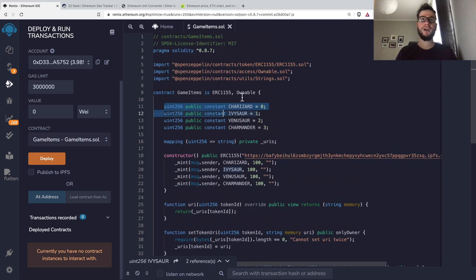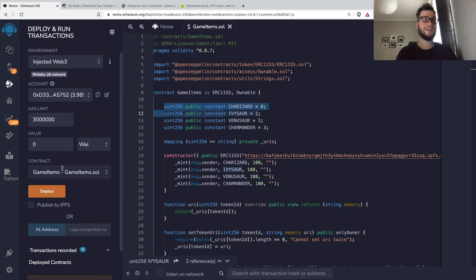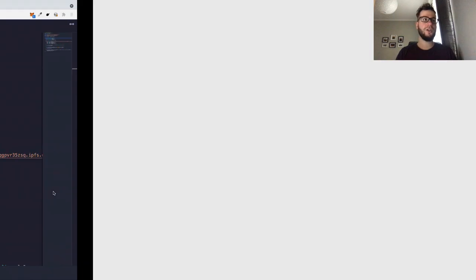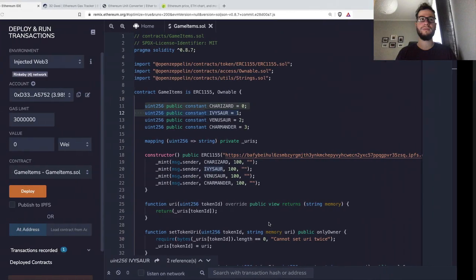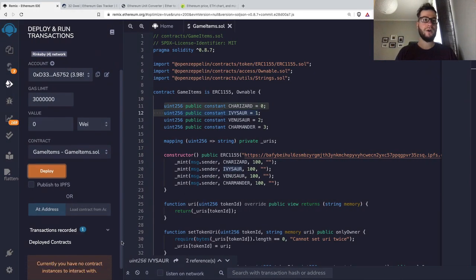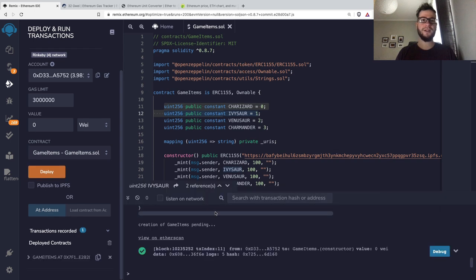So here I have a customized simple ERC-1155 smart contract that you could see in some of my previous videos. And right now I will deploy this smart contract to the Rinkeby test network. If I click deploy here, we will see MetaMask in a weird screen mode, but this is regular MetaMask. And right now I just deployed the smart contract. So let's wait a second until it shows up on Etherscan.